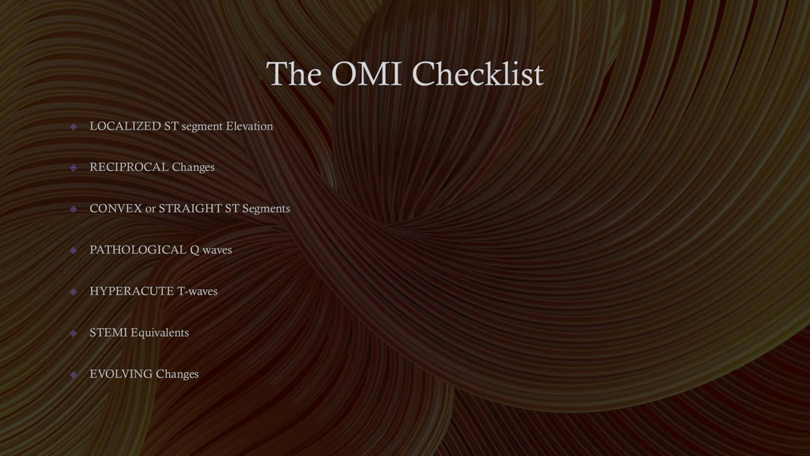Are there pathological Q waves? Do I have hyperacute T waves? We'll talk about some STEMI equivalents like De Winter's T waves and Wellens, as well as Sgarbossa, and then, do I have evolving changes? And out of everything on this list, and I do truly use it as a checklist, the more boxes I can check off of this, the more predictive, the more sensitive and specific that ECG is to the transmural infarction pattern, or that injury pattern that we are trying to identify, and the evolving changes.